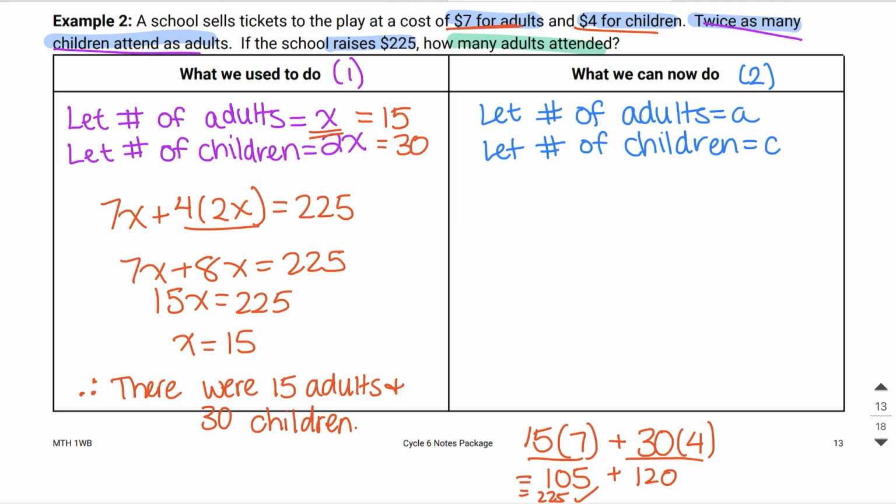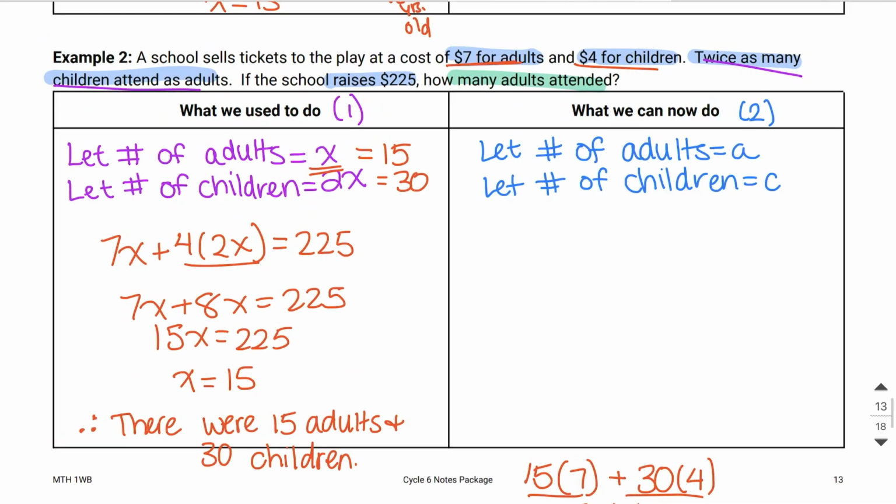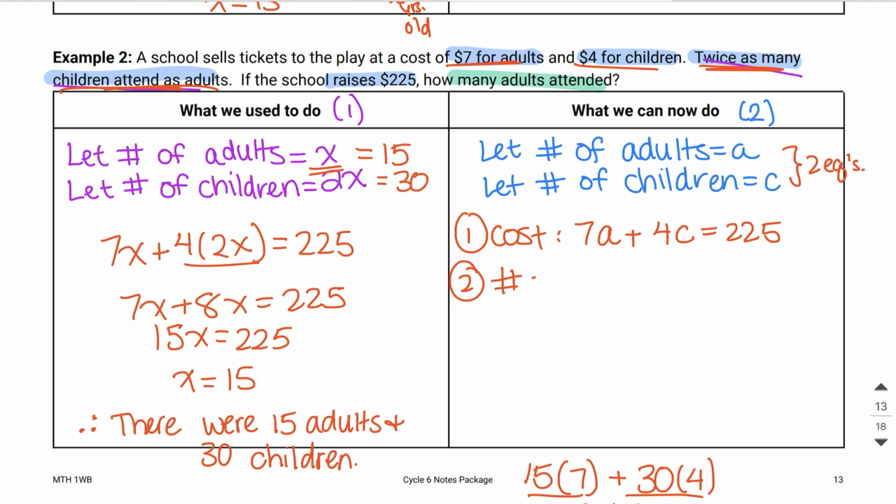So here's the thing though, we need to write two equations. One equation is going to be based on cost. And the cost tells me that it's $7 per adult plus $4 per child, and altogether that should equal 225. But because I have two variables, that means I need two equations. And that's going to be based on the number. And we know that twice as many children attend as adults. So the number of children is equal to 2 times the number of adults.